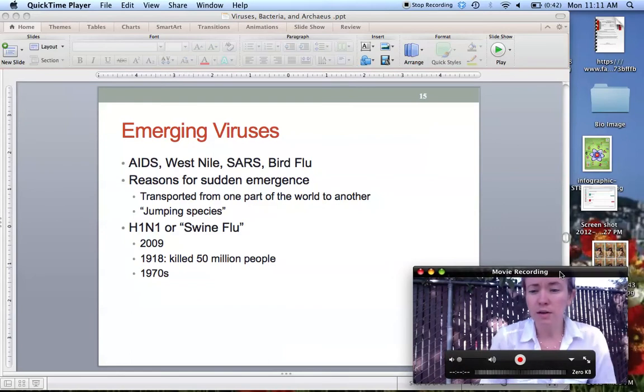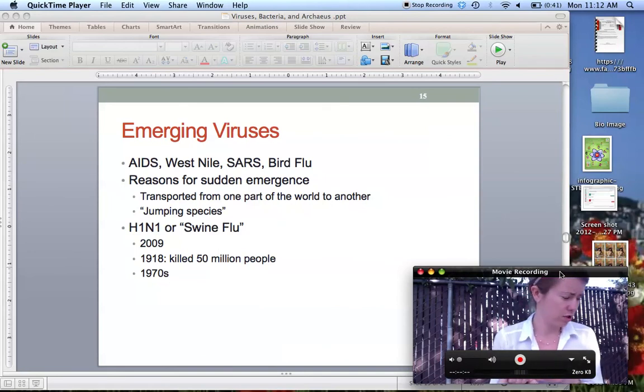Some of the most dangerous viruses are those that are deemed emerging viruses. So they kind of just come up from somewhere and become very widespread and prolific. Some examples of these are AIDS, West Nile virus, SARS, bird flu. Reasons for sudden emergence can be a couple things. Maybe they're transported from one part of the world to another, and that part of the world is not prepared for it, or it can jump from species to species.